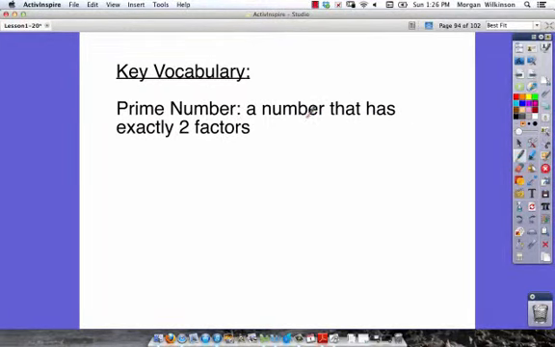Okay, we've got some more key vocabulary today. We've got something called a prime number, and you might have heard of a prime number before. You might, in fact, already know what it is. A prime number is a number that has exactly 2 factors. So if we looked at that number 7 again, 7 was equal to, well, only 1 times 7. It has exactly 2 factors.